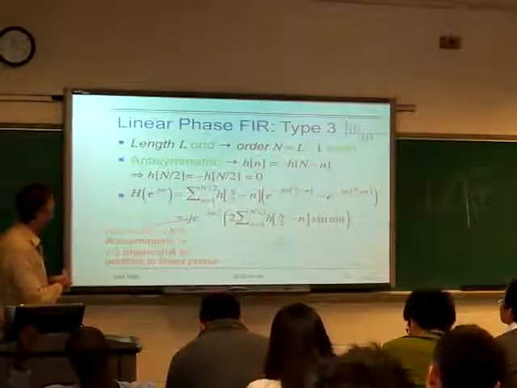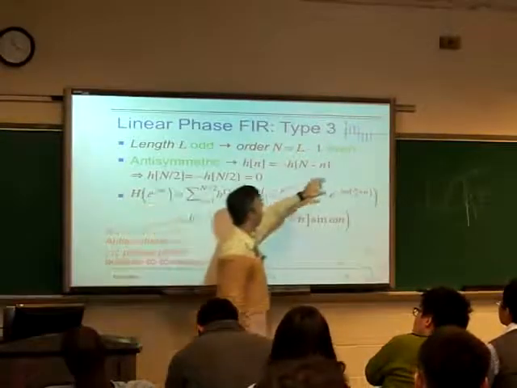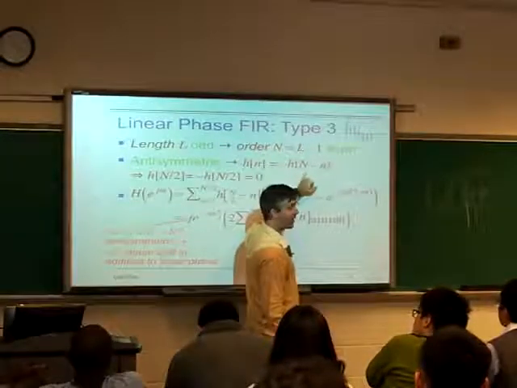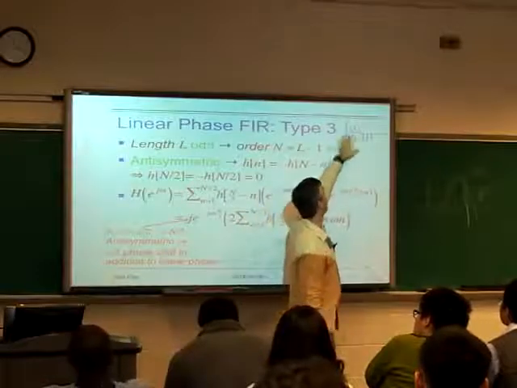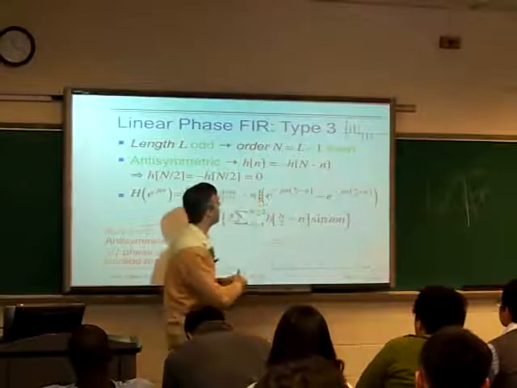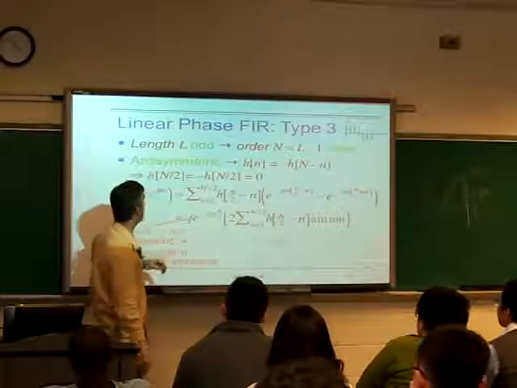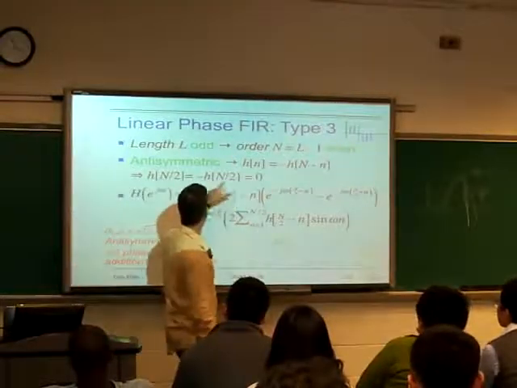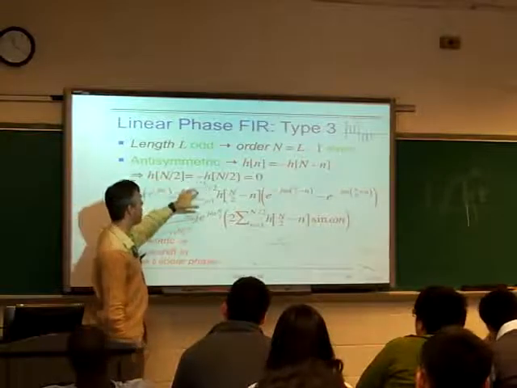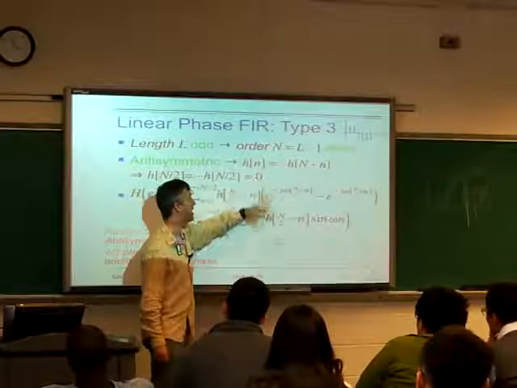Okay, so the type 3 filters, the remaining filters, are the anti-symmetric ones, where h of n is equal to the negative of h of N minus n. Here I've shown the first one's all positive, the second one's all negative. In general, they can be either way, but they're going to be the opposite of each other like that. If we do the same kind of analysis, here we have a middle point. N on 2 is an integer, so h of N on 2 is an actual value, but it has to be its own negative, so just like in the previous case, it has to be 0.